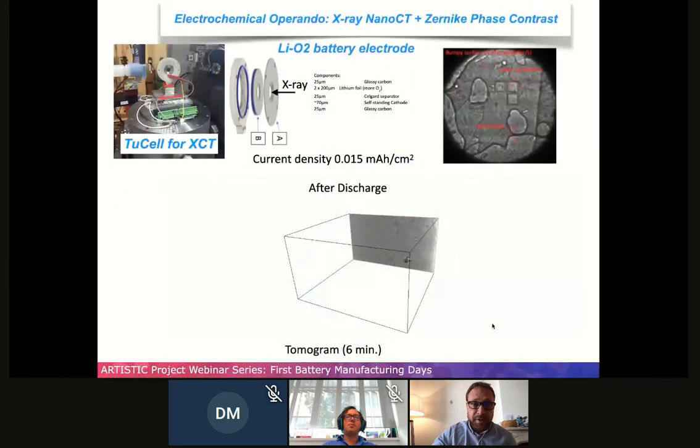So let's switch to the electrochemical operando experiments. Here I present the cell we made for X-ray computed tomography. This is a specific electrochemical cell with very thin parts, just to minimize the dead angle during the tomography experiment. It's made with a glassy carbon window. We use the glassy carbon as a window, but also as a current collector.